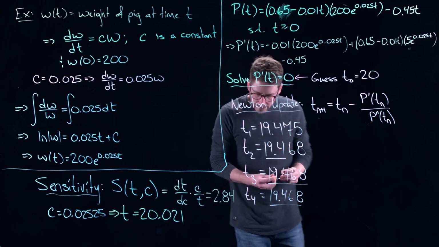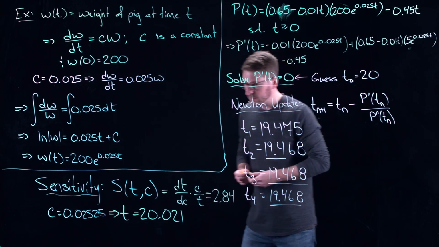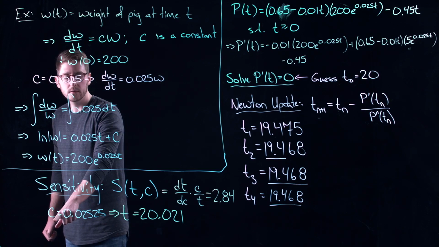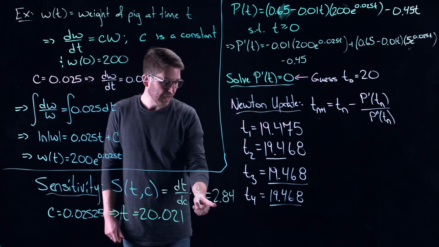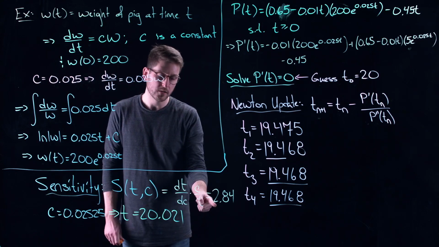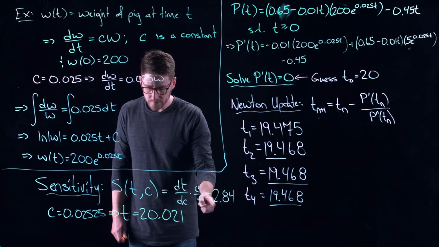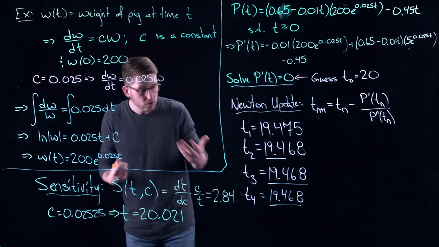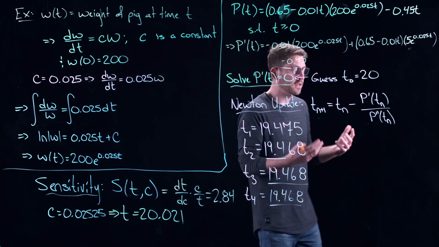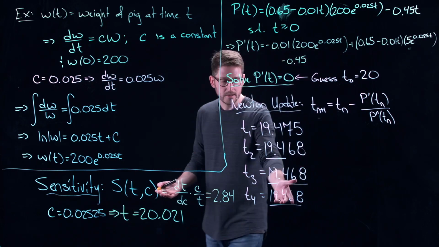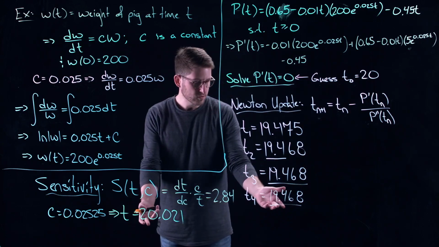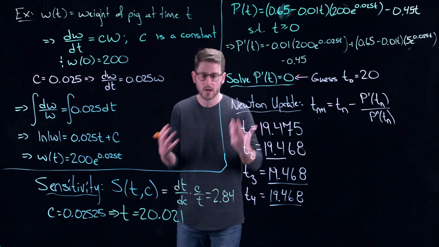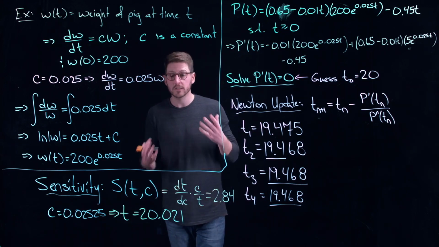So what that really tells us is that if there is a 1% change in this growth rate c, there is a 2.84% change in the time to sell this thing. So it's not a huge amount of change, right? It's only a 2% change. And you can see that at play right here, right? It's only going from 19.468 to 20.021. So it's not a whole lot of time. It's only a 2% change.